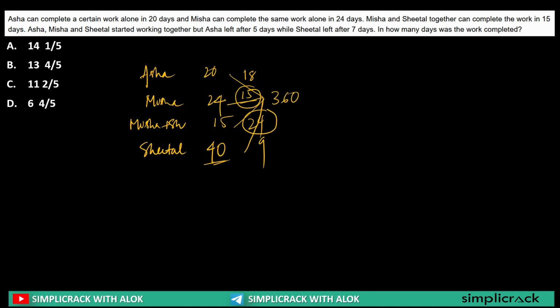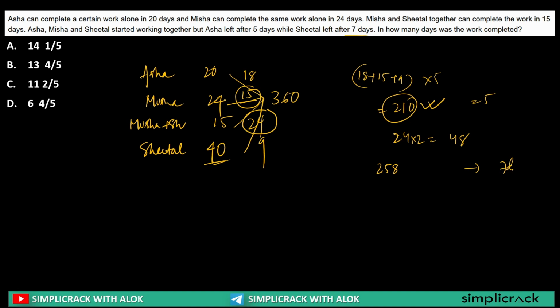Now Asha, Misha, Sheetal started working together, but Asha left after 5 days. So for the first 5 days they work together. That means 18 plus 15 plus 9, 5 days they work. 18 plus 15 is 33, plus 9 is 42, into 5, that is 210 work done in 5 days. Then Sheetal left after 7 days. So for the next 2 days, who worked? Misha and Sheetal worked. That is 15 plus 9, 24 into 2, 48 work done. So total work done is 258 in 7 days.